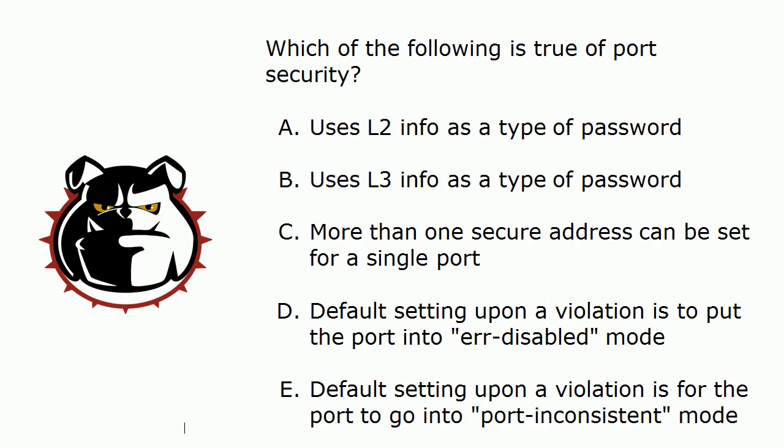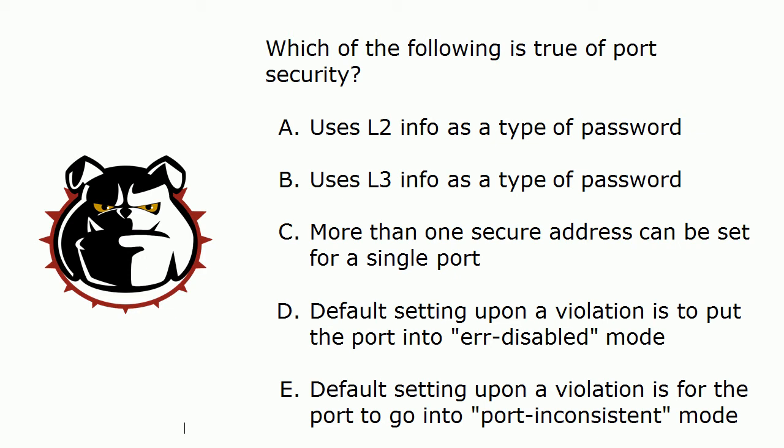Today's question is, which of the following is true of port security? And as always, it's the dreaded choose all that apply. A, uses layer 2 information as a type of password. B, uses layer 3 information as a type of password. C, more than one secure address can be set for a single port. D, default setting upon a violation is to put the port into error disabled mode. E, default setting upon a violation is for the port to go into port inconsistent mode.